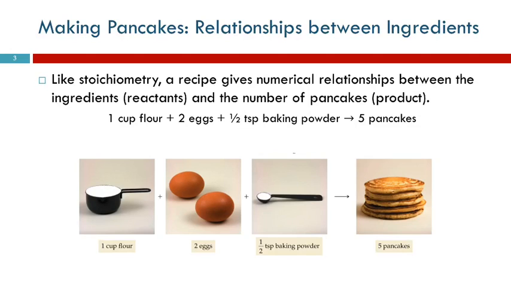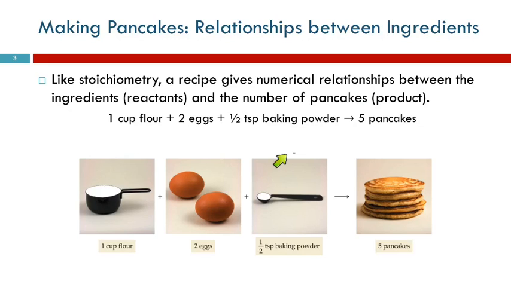So we're first going to talk about recipes, because recipes are a lot like chemical equations. The recipe gives us numerical relationships between the ingredients, the reactants, and here we're making pancakes, the number of pancakes, how much product you make. We all understand that, if you only have 1 egg, you're not going to be able to make 5 dozen pancakes, right? This is not going to happen. You run out of stuff.